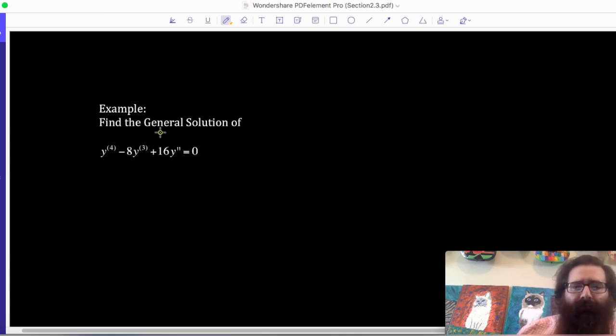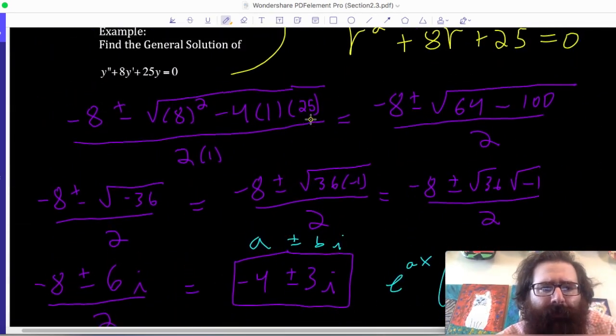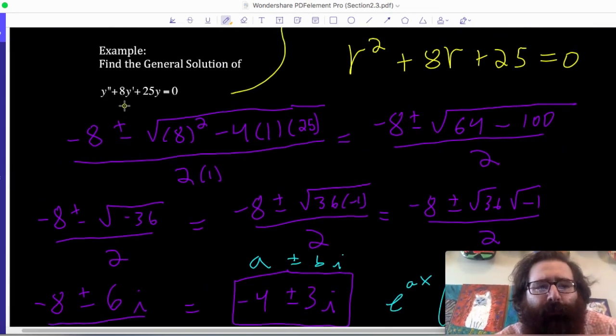And now we're going to use all of the information that we have for this section and take a look at some more examples. So here I have this differential equation, y's fourth order derivative minus 8 times y's third order derivative plus 16y double prime equals 0. And we've seen a lot of this characteristic equation stuff. Let's go back to this previous example and think about what happened. So we had y double prime plus 8y prime plus 25y equals 0. The characteristic equation was r squared plus 8r plus 25 equals 0.